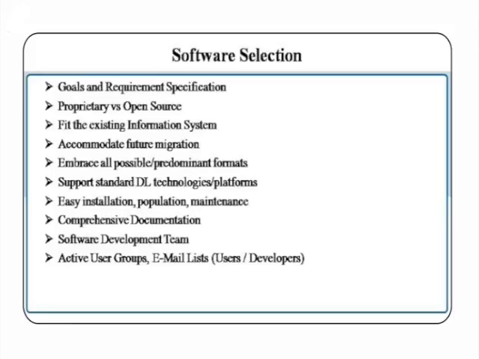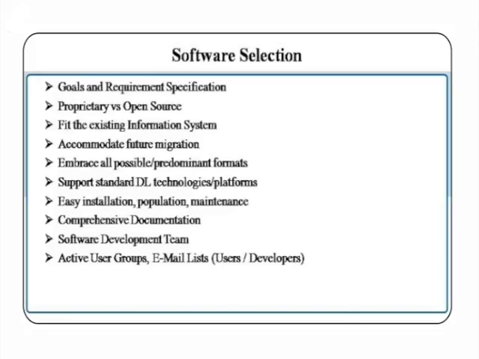Suppose I use a software, someone else sitting in another part of the world also should understand the basic underlying technologies of the software. And the software also should be easy to install in a library and easy to populate in terms of collection. Also easy to maintain the digital library. And there should be comprehensive documentation for the software. And there should be a software development team whom you can get in touch with when any error comes. And there should be an active user group who use the same software for digital libraries, or email list groups, developers, etc.